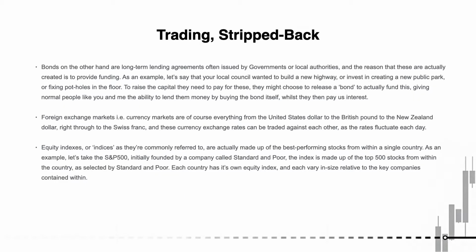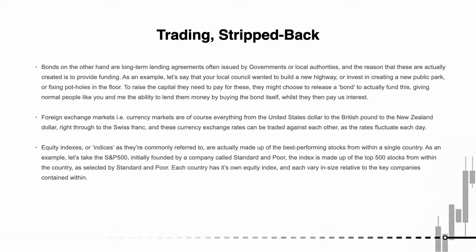Bonds, on the other hand, are long-term lending agreements, often issued by governments or local authorities, and the reason that these are actually created is to provide funding. As an example, let's say that your local authority wanted to build a new highway, or invest in creating a new public park, or fixing potholes in the floor, right? To raise the capital that they need to pay for these, they might choose to release a bond to actually fund this, giving normal people like you and me the ability to lend them money by buying the bond itself, whilst they then pay us interest.